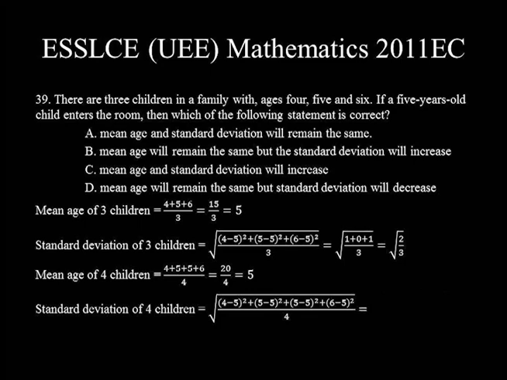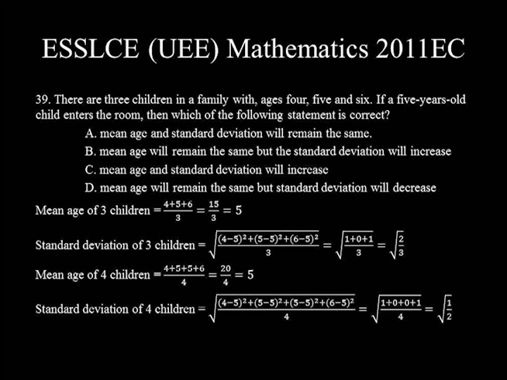to 4 minus 5 is negative 1, negative 1 square is 1, plus 5 minus 5 is 0, 0 square is 0, plus 5 minus 5 is 0, 0 square is again 0, plus 6 minus 5 is 1, 1 square is 1, divided by 4. 1 plus 0 plus 1 is 2, divided by 4 means 1 over 2. So the standard deviation is the square root of 1 over 2.